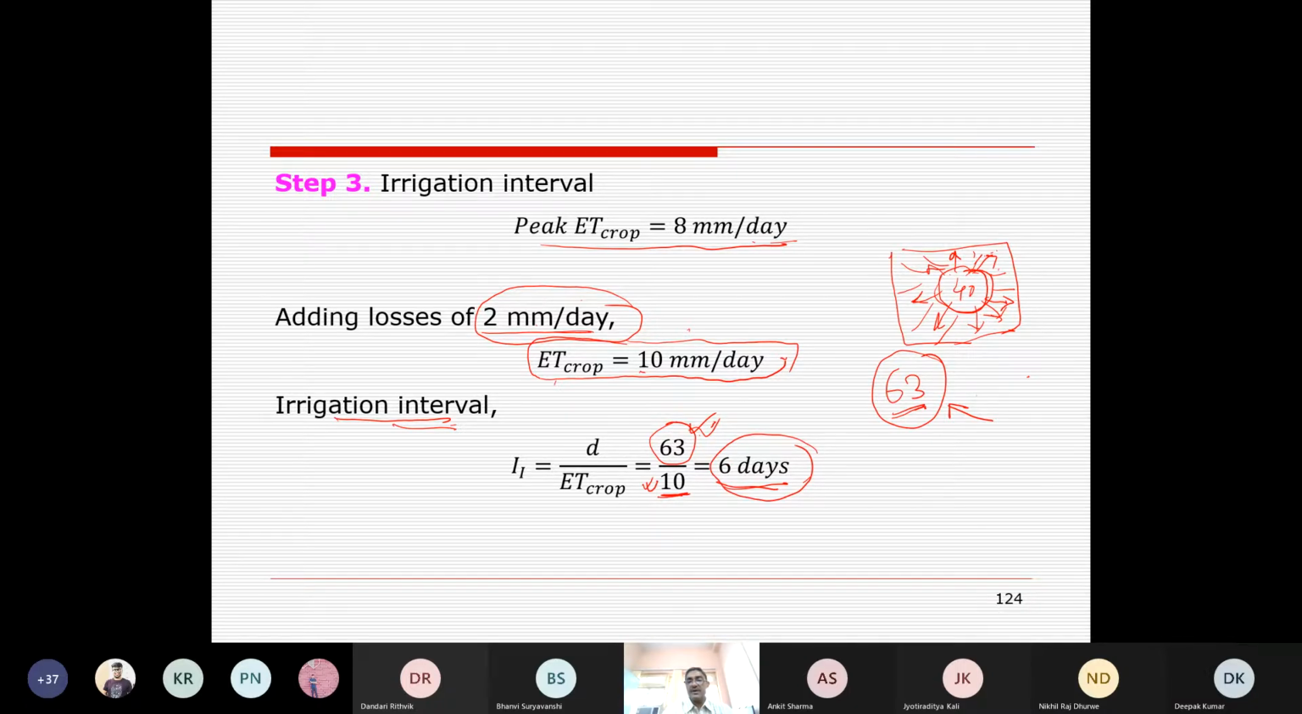So the frequency of irrigation is 6 days. Our interval of irrigation is 6 days. So every 6 days we need to apply water to the field, 63 millimeter. But to pump the water to make this 63, it is 70 millimeter.